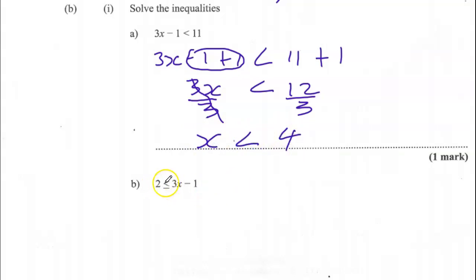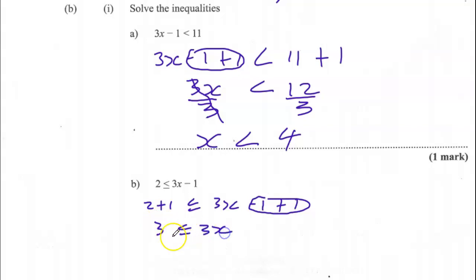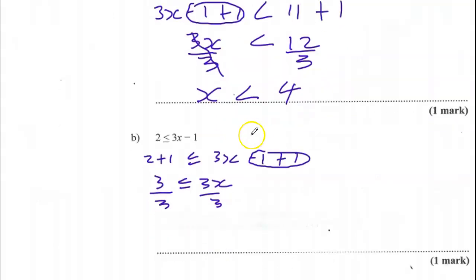Next problem here, we can add 1 to both sides. So 2 plus 1 is less than or equal to 3x minus 1 plus 1. So this becomes 0, right? So we end up with 3 less than or equal to 3x. Divide both sides by 3. So 1 is less than or equal to x, or we could rewrite it with the x at the front. X is greater than or equal to 1. Is another way of writing the same statement.